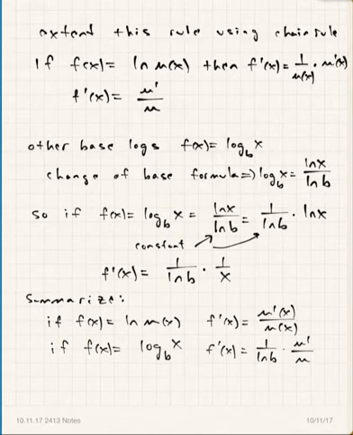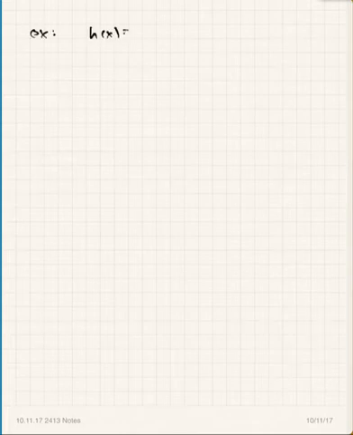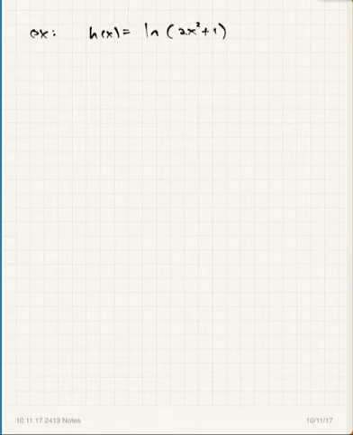All right, so let's go ahead and look at some examples then. Mostly we're going to look at the natural log function, but we will look at some other base logarithms too, at least a little bit. All right, so as an example, let's start off with something pretty straightforward. If h of x is the natural log of 2x squared plus 1, right? So this is our u prime over u property we were just talking about.